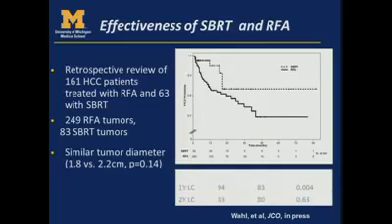This is a retrospective review of 161 patients with HCC, and they were treated with RFA, and then 63 patients with SBRT. So there were about 300 liver tumors. Overall, the liver tumors were about the same size. You can see local control between SBRT and RFA. SBRT actually is slightly better for all patients, and local control is better for SBRT.